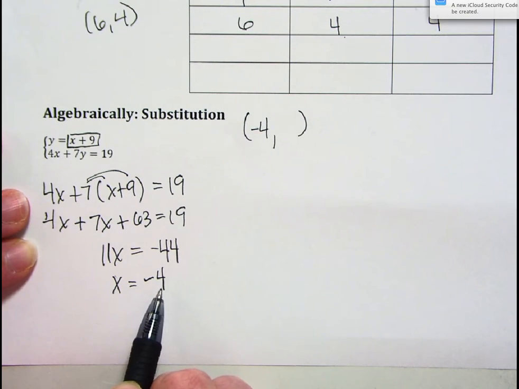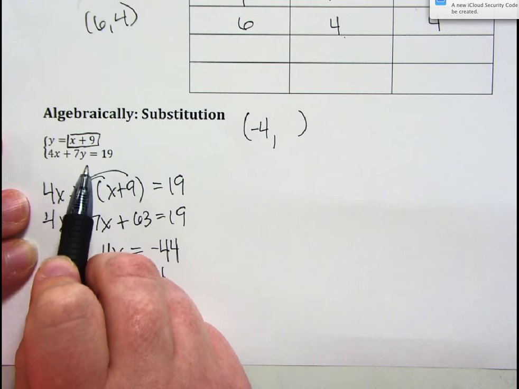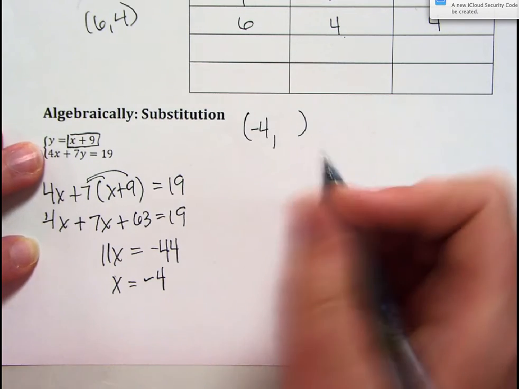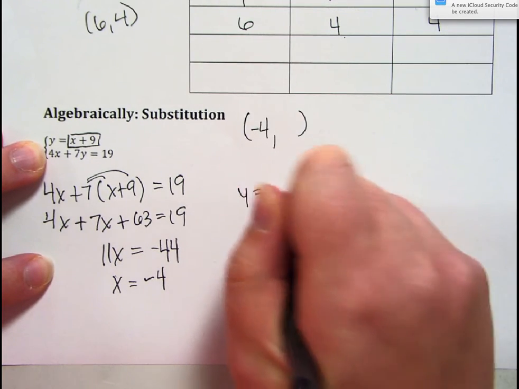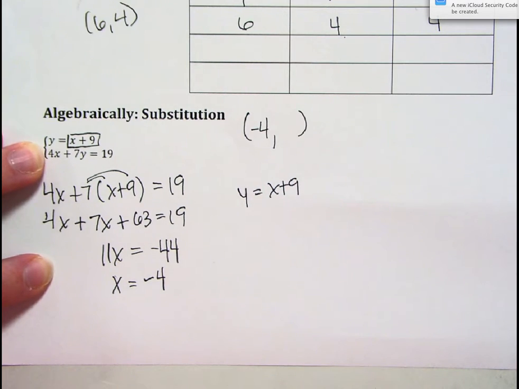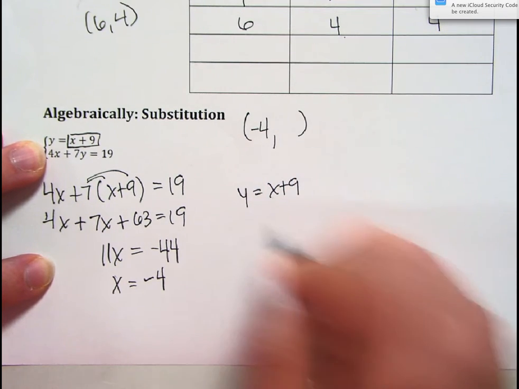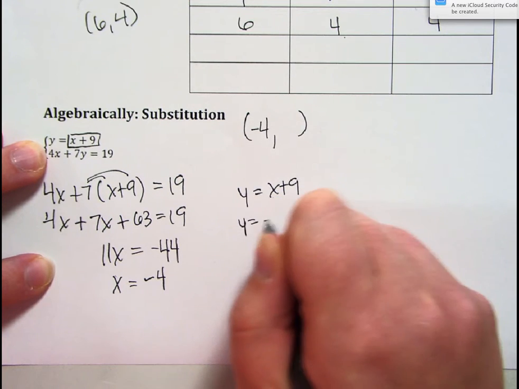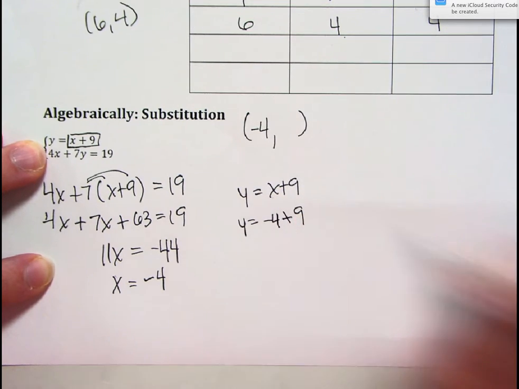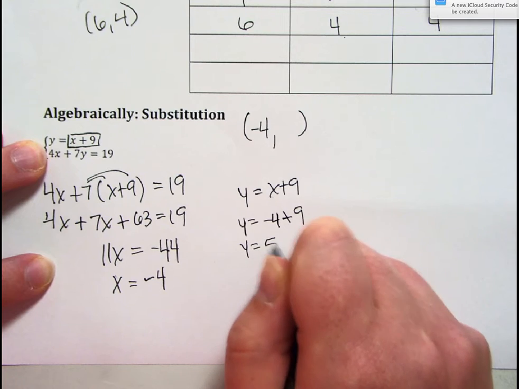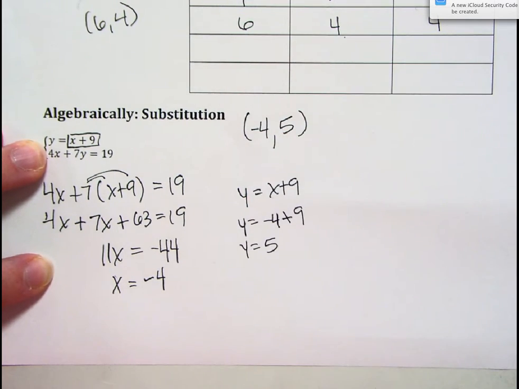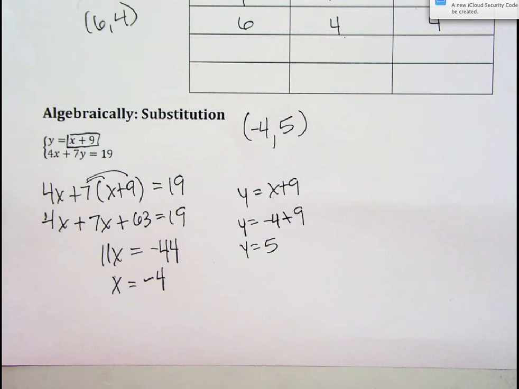Now that we have the x coordinate, what we can do is go back to either equation and plug it in for y, or plug it in for x. So y equals x plus 9. I'm just going to pick the first equation, and I'm going to replace x with negative 4. Negative 4 plus 9, y equals 5. So the solution to this system of equations is negative 4 comma 5.